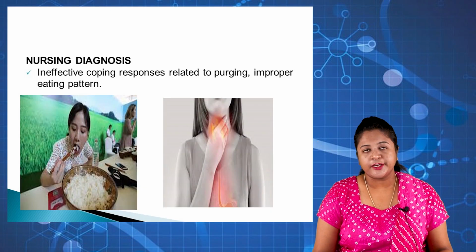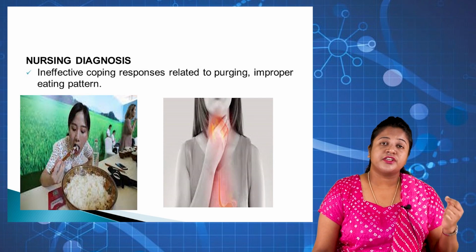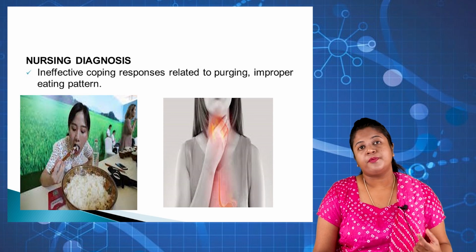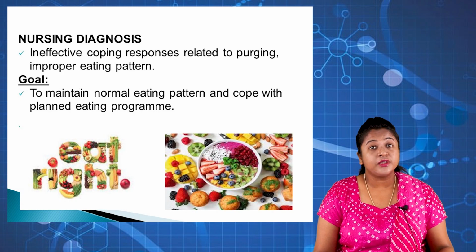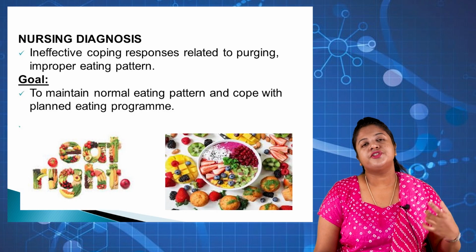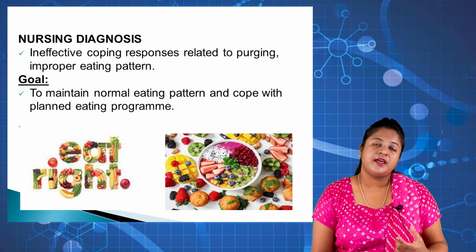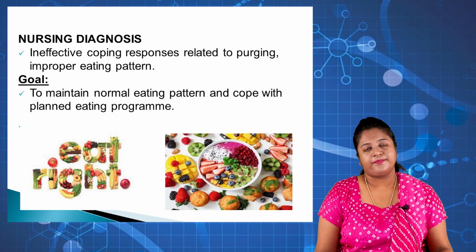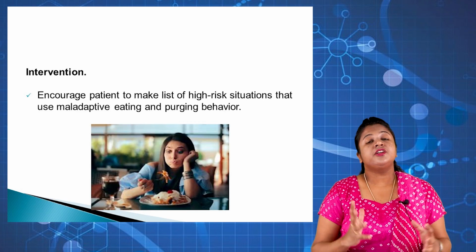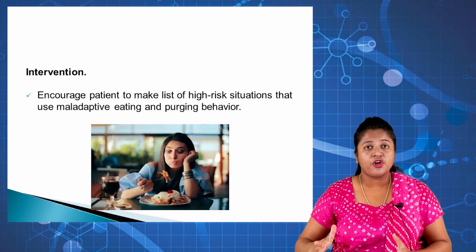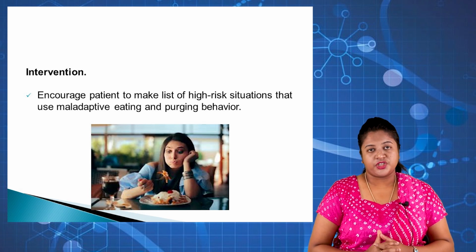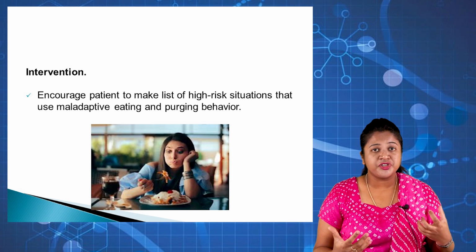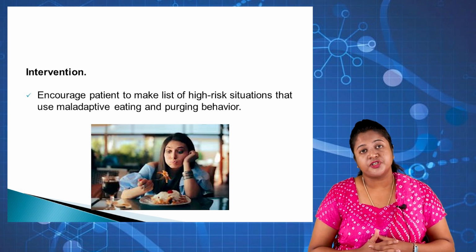The next nursing diagnosis is ineffective coping responses related to purging behavior and inappropriate eating pattern. What is the goal that you have to set? The goal here is to maintain the normal eating pattern as well as to cope with the planned eating program. What are the nursing interventions? Encourage the client to make a list of those situations that force him to use maladaptive eating as well as the purging behavior.